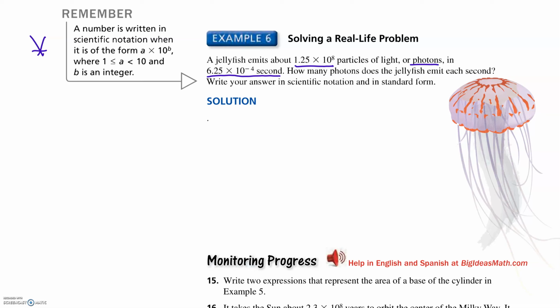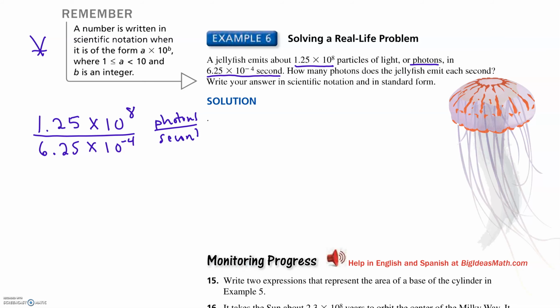The question we're answering is, how many photons does the jellyfish emit each second? Write your answer in scientific notation and standard. Well, if we want to know how many photons there are in a second, we need photons per second. That means we divide. We take the number of photons and we divide by the number of seconds, and then we'll have photons per second, which is what we want.